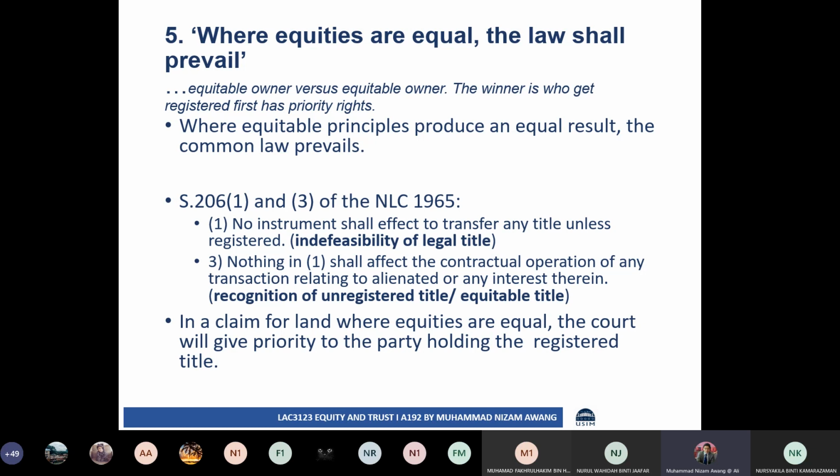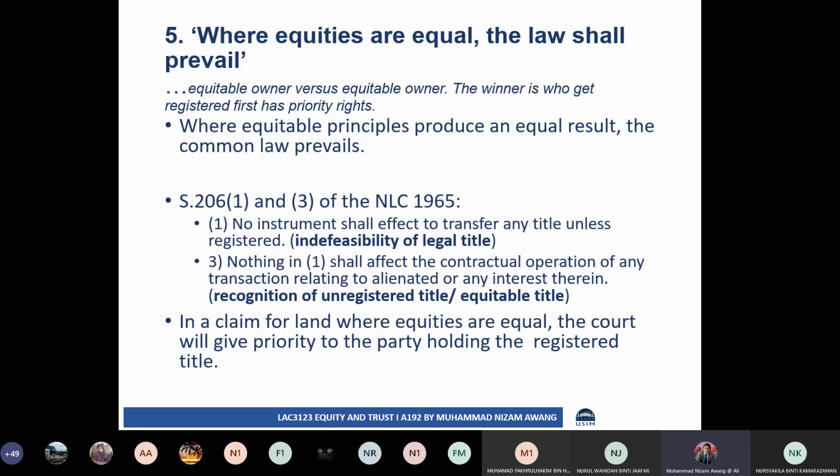Right. For maxim number 5, when there are two equities, they are basically equal because both have no registered right. We know that in land law, registration is everything, right? If you register the land, then you have a better title over the other. For instance, you have two equitable owners, A and B. Even though B came to the transaction later, B registered the land first, and B would have a better right over A.